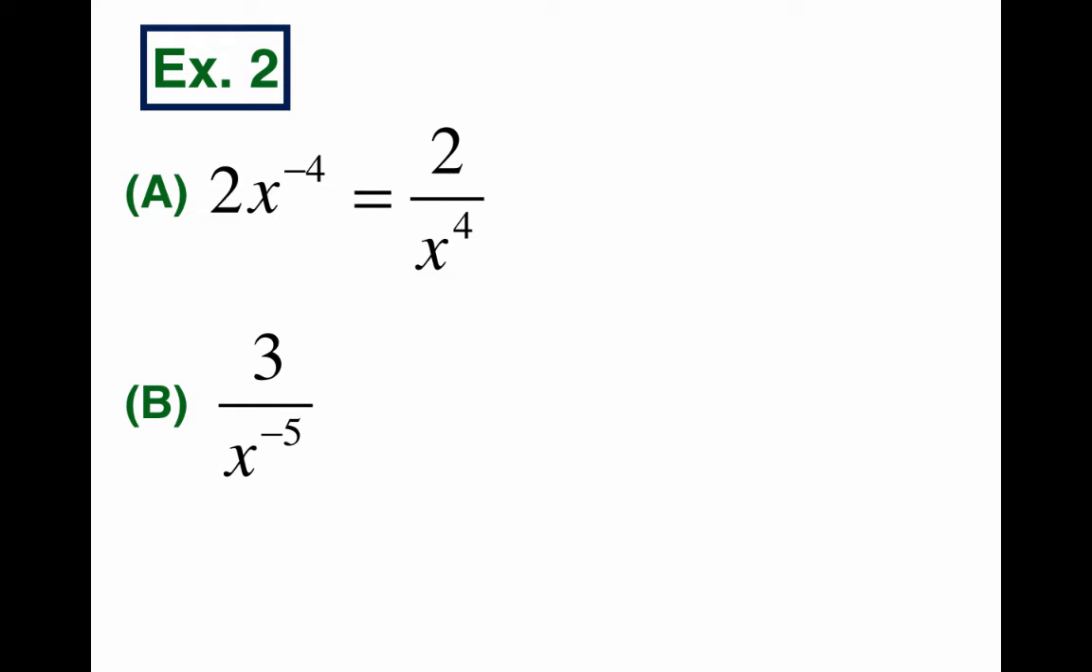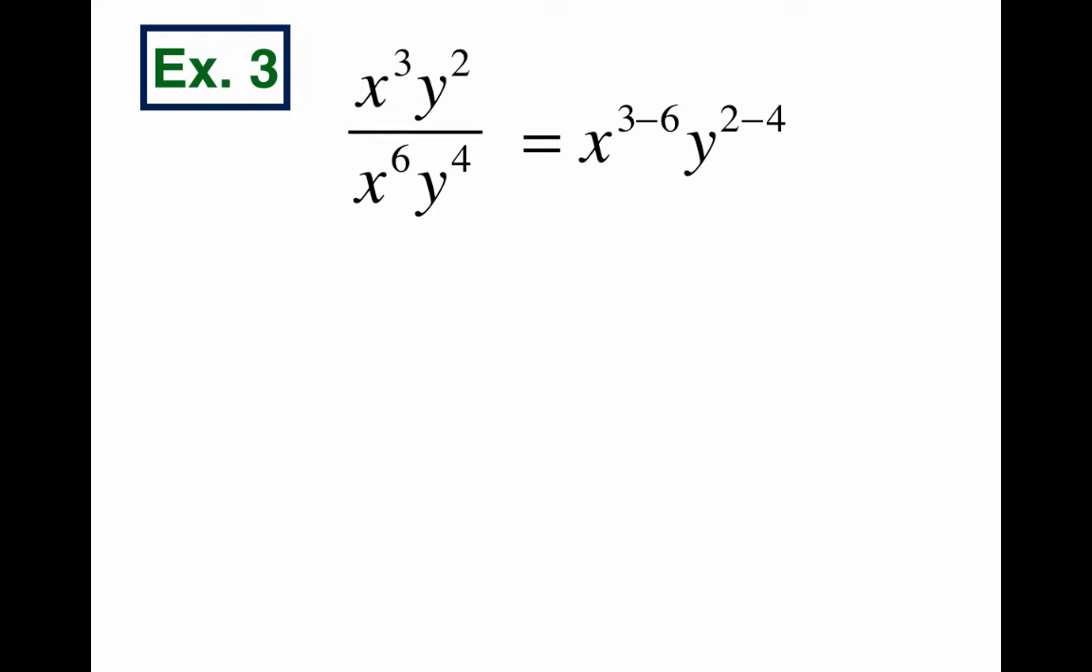How about this one? 3 over x to the negative 5th power. What do you think about this one? It's already in the bottom of the fraction. Well, if it's a negative power, then it's telling you it's in the wrong location. I guess it was actually supposed to be on top. 3x to the 5th power. Now we fixed it. It's on top of the fraction.